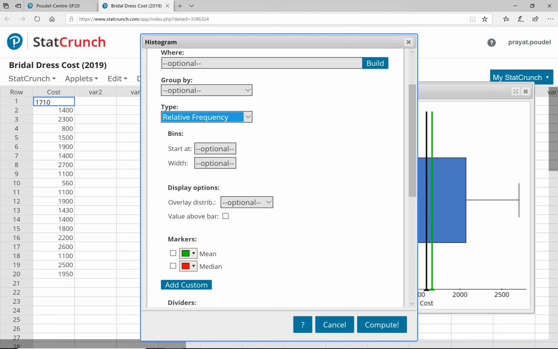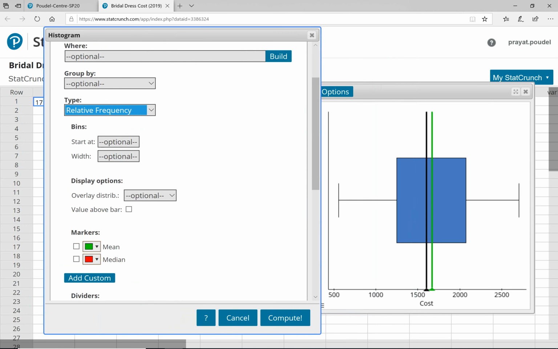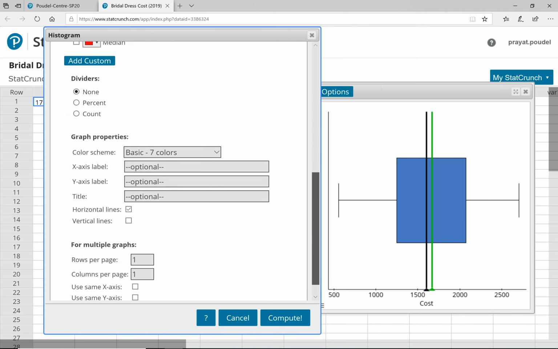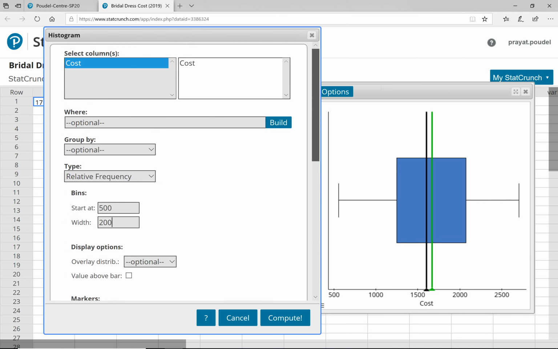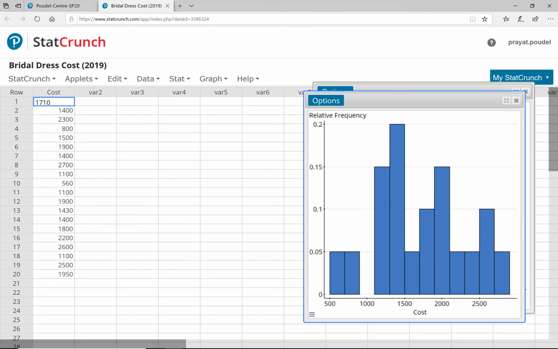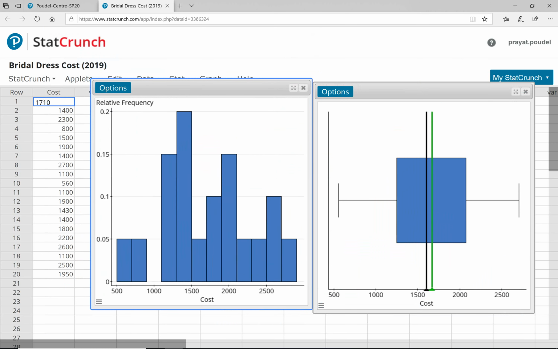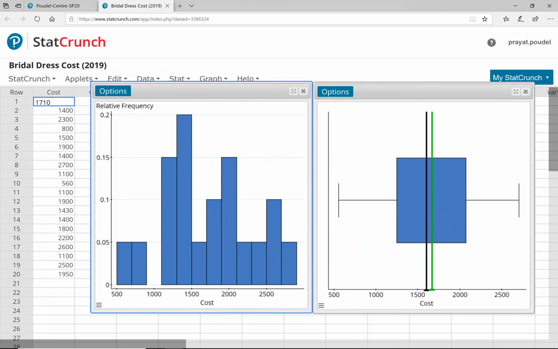What I would like to do is look at the smallest value here in our box plot, and I realize the smallest value is 560. So I'd like to start my bins at 500, and I'd like to look at the width. I'd like to group the data, and each of the groups is going to have class width 200. There's a lot of stuff you can play around with, but right now that's what I'm going to do. I'm going to compute it, and that's what the histogram for that data set looks like.